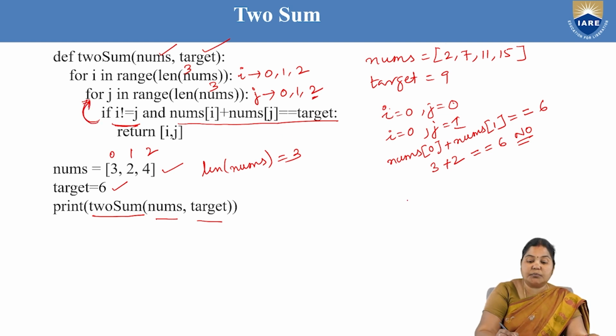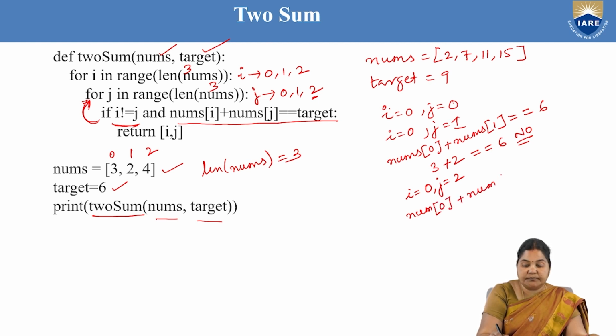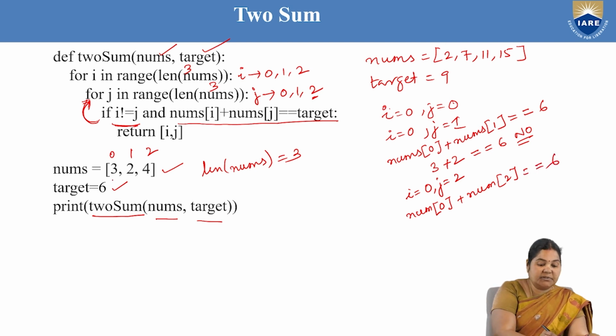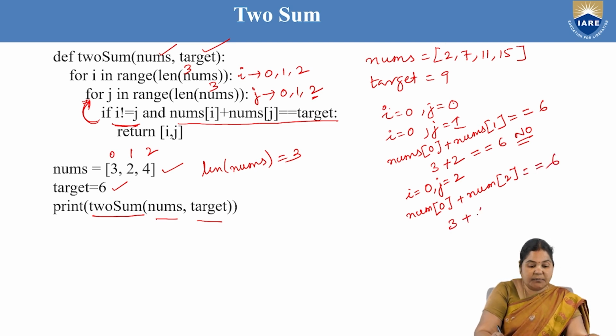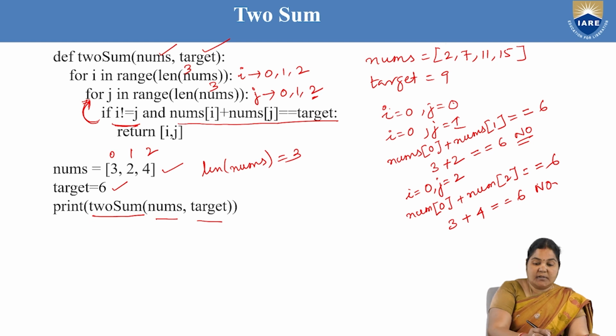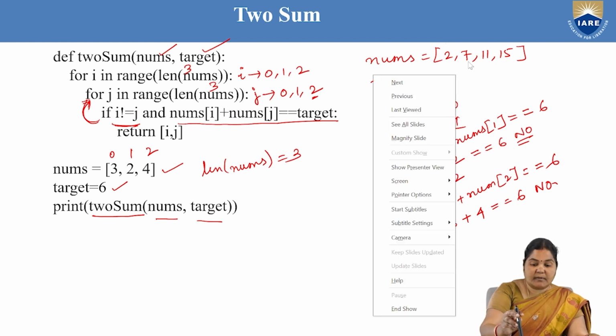Now j is equal to 2. So again i is equal to 0 and j is equal to 2. Again, is i not equal to j? Yes, true. nums[0] plus nums[2] is equal to target? nums[0] is how much? 3, plus nums[2] is how much? 4. Is it equal to target? No.